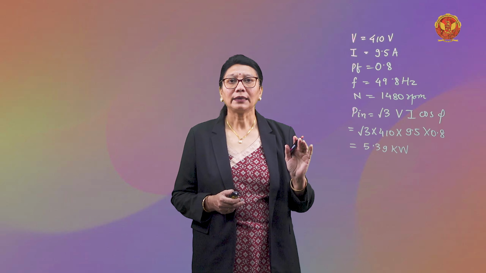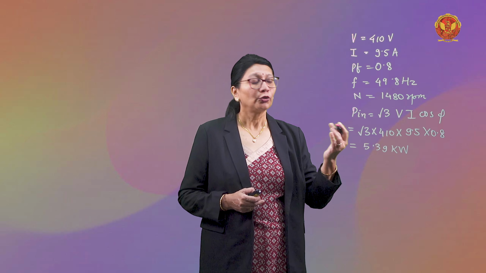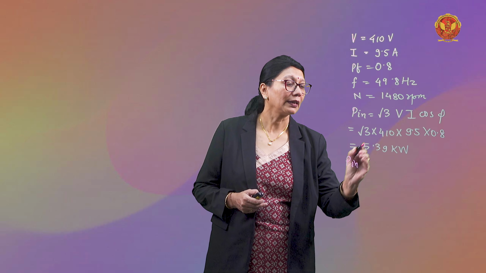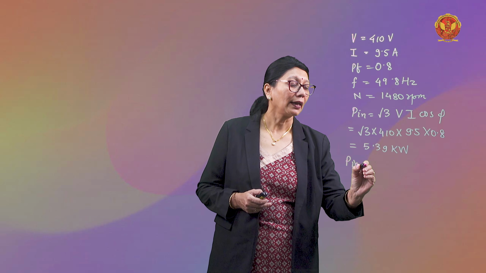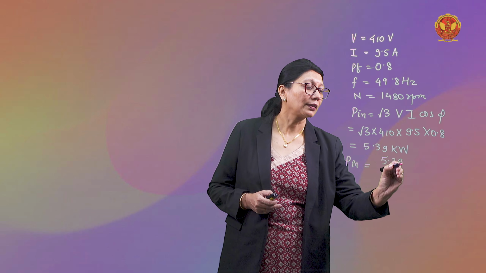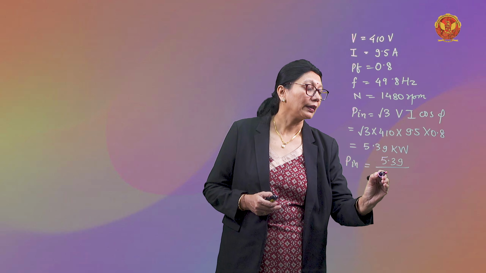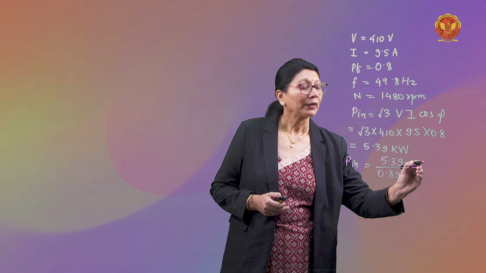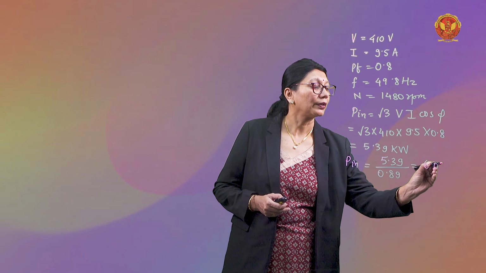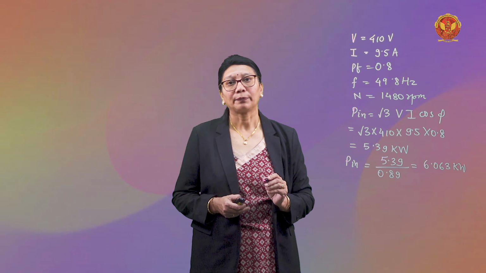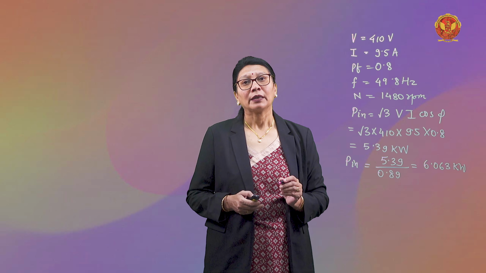Okay, while the power input at terminal should be obtained from the equation this output divided by the efficiency of the machine. So 5.39 once divided by the efficiency which is given as 0.89, we get the power input at the terminals as 6.063 kilowatts.